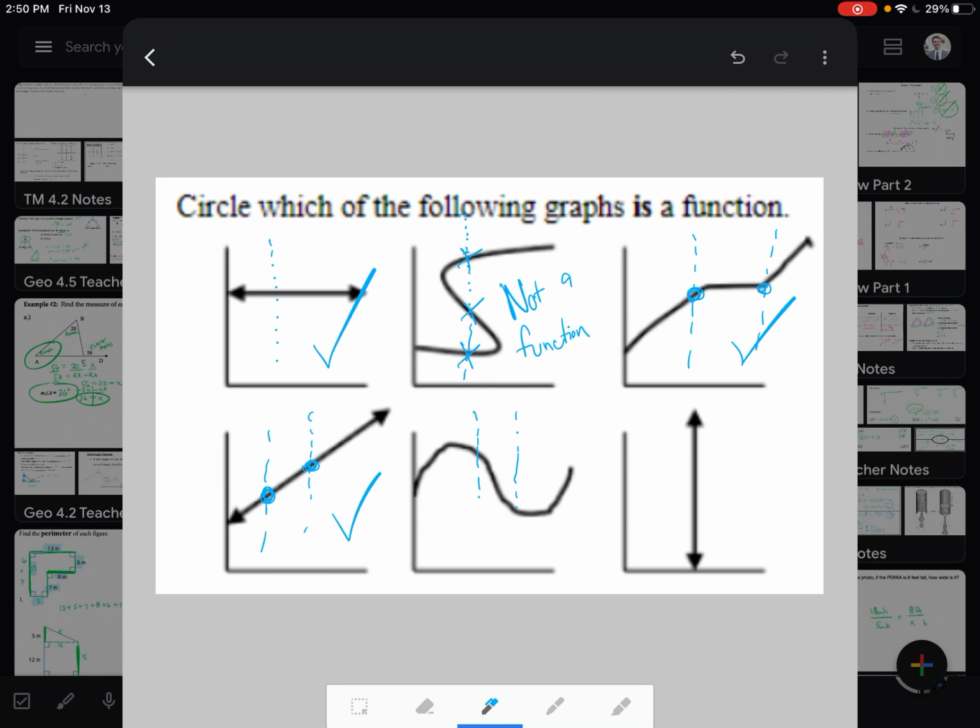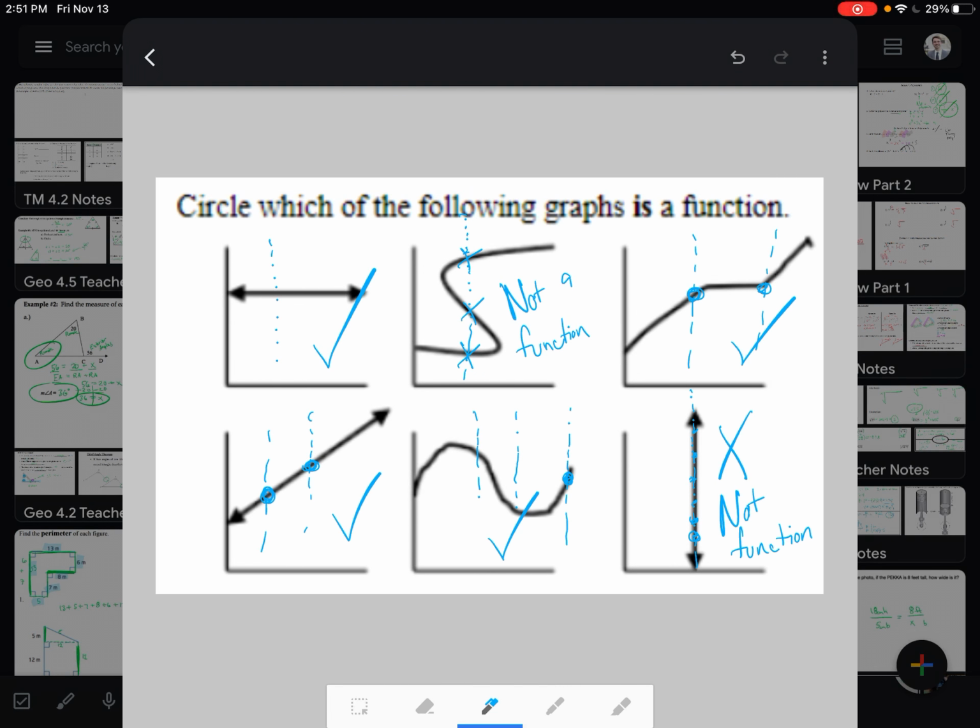It gets close in some places with some steep slopes. But again, if we're going exactly up and down, it's only crossing in 1 place. So this is a function. If we draw a line straight up and straight down here, we have infinite intersections. It's crossing at all of these points. This is the biggest fail of all of the fails. Not a function.